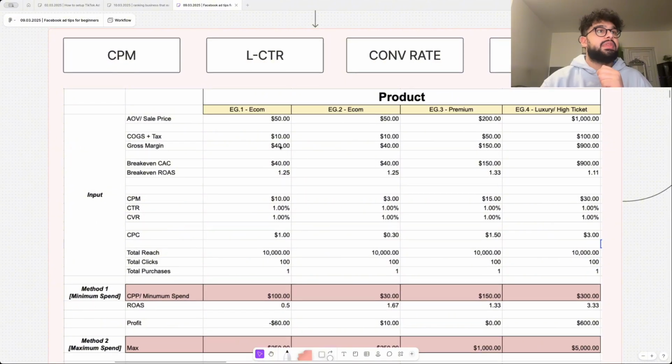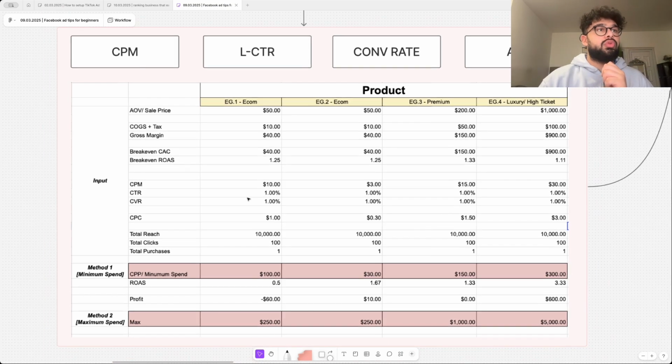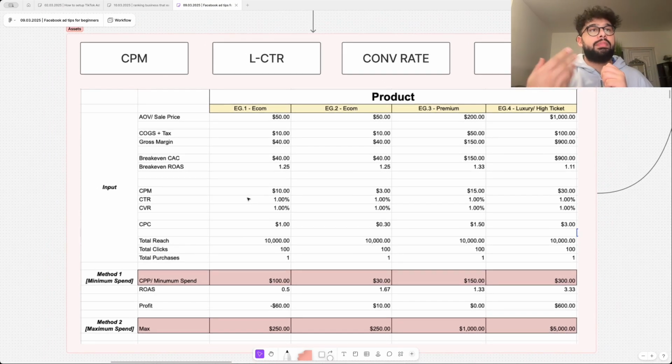You can see here, we've already worked out that our break-even CAC is $40, meaning that's the maximum we can spend to get a customer. And we know our break-even ROAS is 1.25, meaning that if I make a ROAS of 1.25, I'm making money. Right. Now, I like to use a rule called the 1-1 rule, the 1% rule.